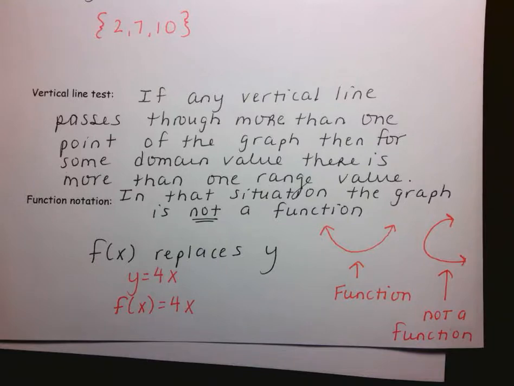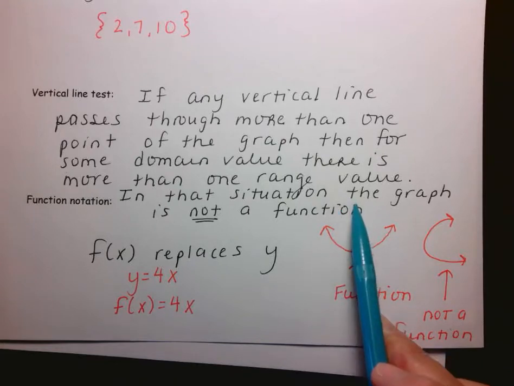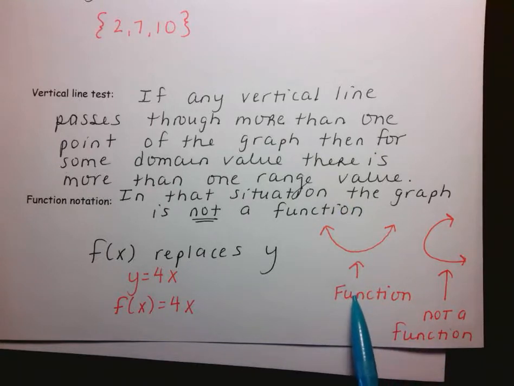And so I have an example of a graph that is a function and a graph that is not a function. And so you can see, if I was to draw a vertical line going down at any spot, my vertical line will never hit more than one point at the same time, and so that's a function.